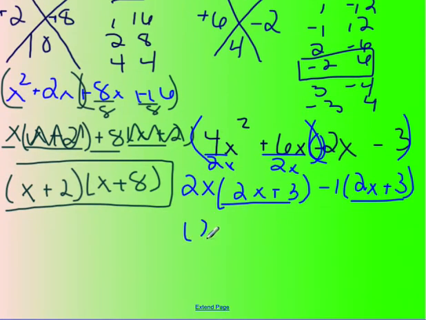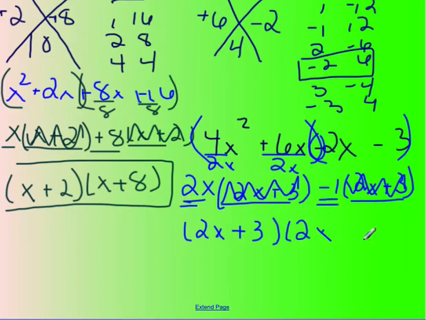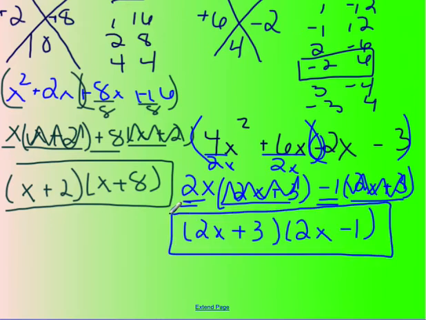So I can go ahead and factor out a 2x plus 3. Now that I've factored that out, I'm going to write what's left over. So I have 2x and I have minus 1. So 2x plus 3 and 2x minus 1. So this right here is your final answer for number 2.